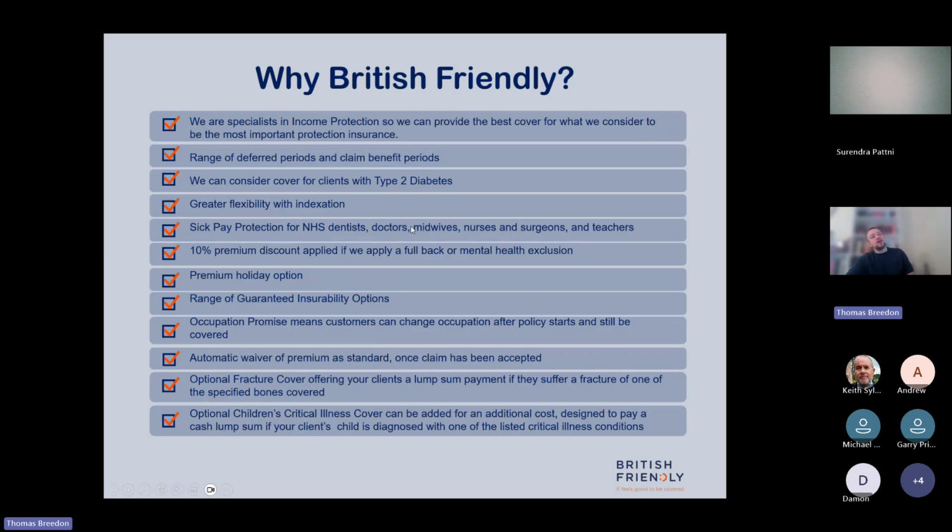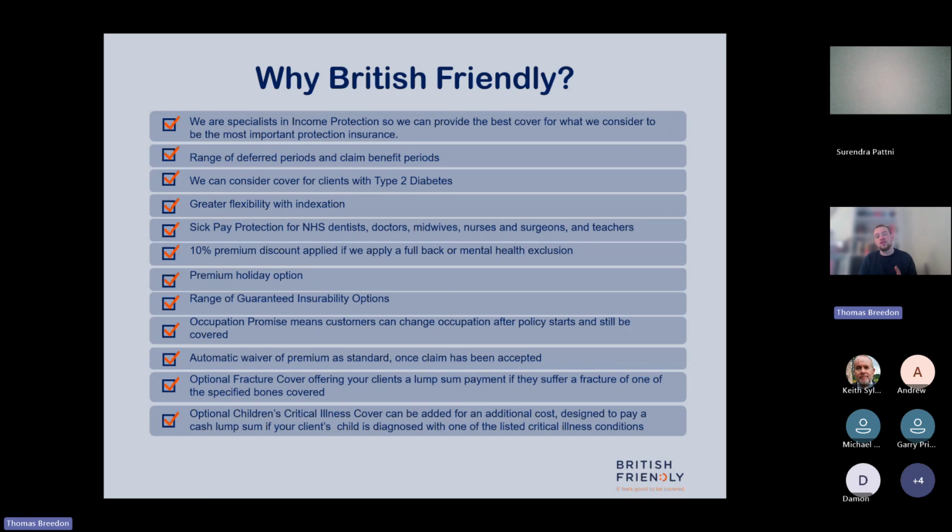Okay. If the client gets a back or mental health exclusion, we'll provide a 10% discount on the client's premiums. A premium holiday option is also included in the policy, quite generous and more unknown in the market, in the fact that quite a few providers need your client to have the policy for 2, 3, in some cases 4 years before they can look to take a premium holiday.